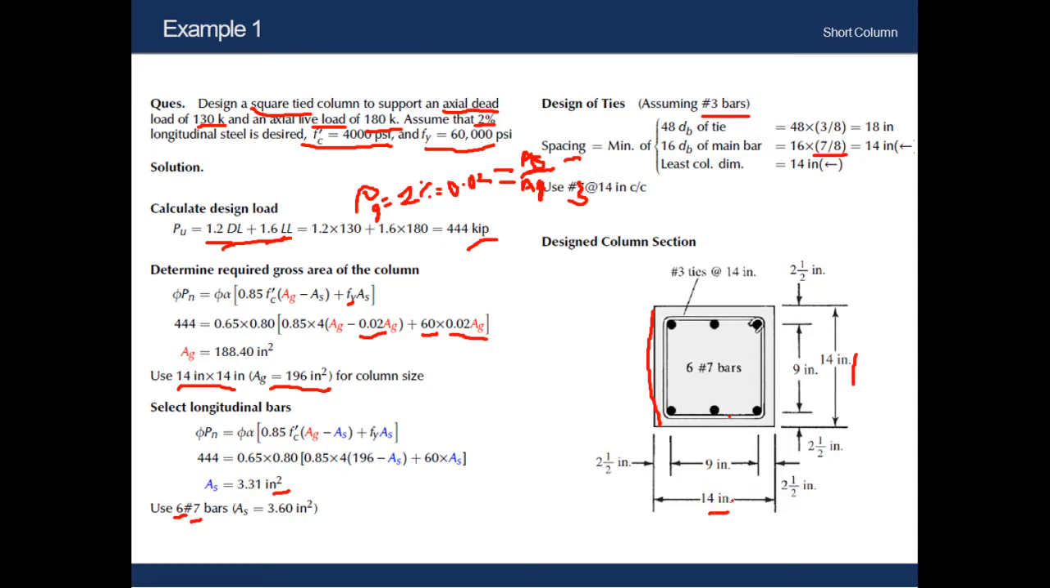So 14 minus 2.5 into 2 is 9 inch. So the column's longitudinal bars should be within this 9 inch dimension. We have included the bars in this 9 inch dimension, and the lateral reinforcement, or tie bar, should be number 3 bar at the rate of 14 inch. So in this way we need to conclude by sketching this figure.